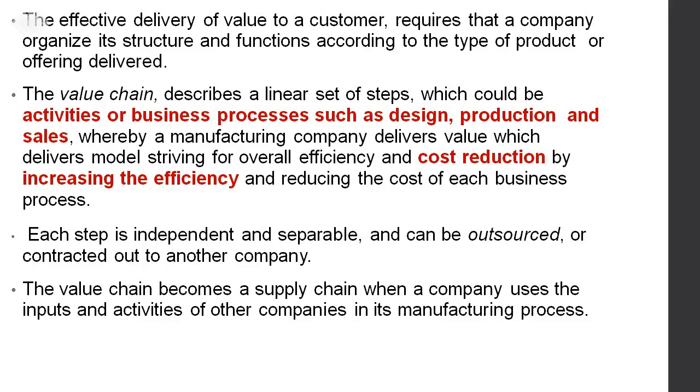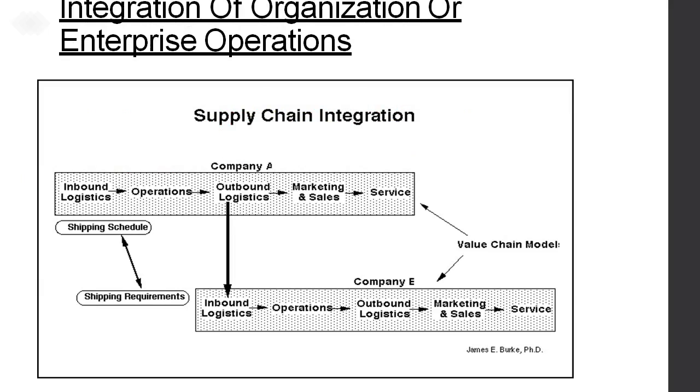The value chain becomes a supply chain when a company uses the input and activities of other companies in its manufacturing process. Now, integrations of organizations, or you can say some enterprise operations. So, with the help of this diagram, you can easily understand how supply chain is delivered from one company to another, and how the value chain model interacts with different companies.